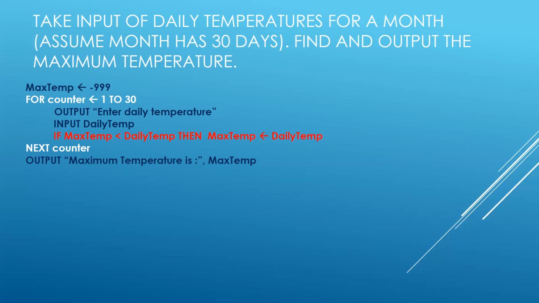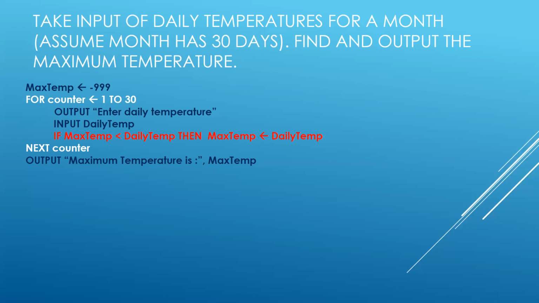Clear? I'm repeating. Assume that the first input, given when the counter value is 1, was 10. So it was compared at this line. The value for max temp is -999, which is less than 10. The condition is true. So immediately max temp is going to hold the daily temp value. Clear? Max temp will hold 10. Then the next counter value will send it back to the variable counter, and now the second value will be input.